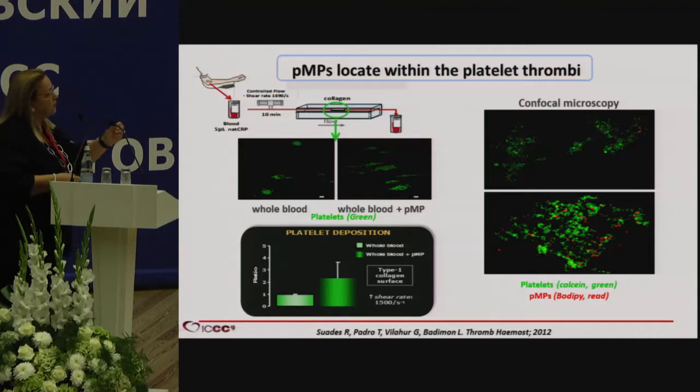So we did this analysis using BODIPY. BODIPY is a marker that is red. This analysis is to try to determine platelets labeled by calcein. And as you see, the platelets were found in the growing thrombi, not in the base on top of the atherosclerotic vessel wall, but contributing to the growth of the thrombotic mass.